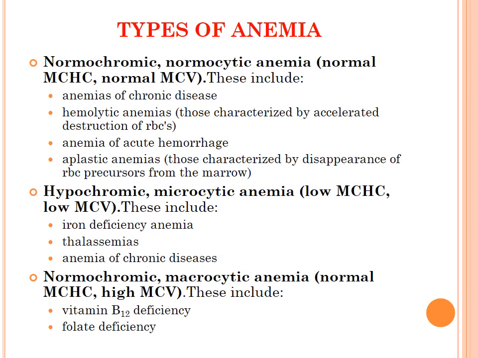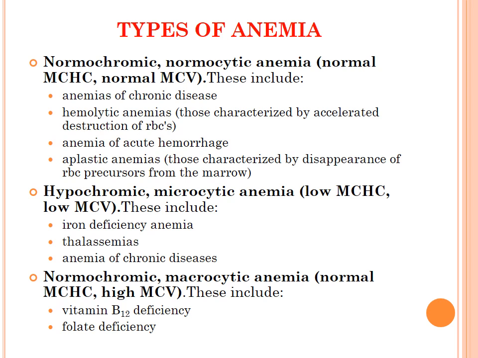Now types of anemia on the basis of morphology. We can say shape of the cell. First is normochromic normocytic anemia. इसमें क्या है? Anemias of chronic disease, hemolytic anemias, those characterized by accelerated destruction of RBCs, and anemia of acute hemorrhage. We can also say aplastic anemias, those characterized by disappearance of RBC precursors from the marrow. Second is hypochromic microcytic anemia, that is iron deficiency anemia, thalassemia or anemia of chronic disease.